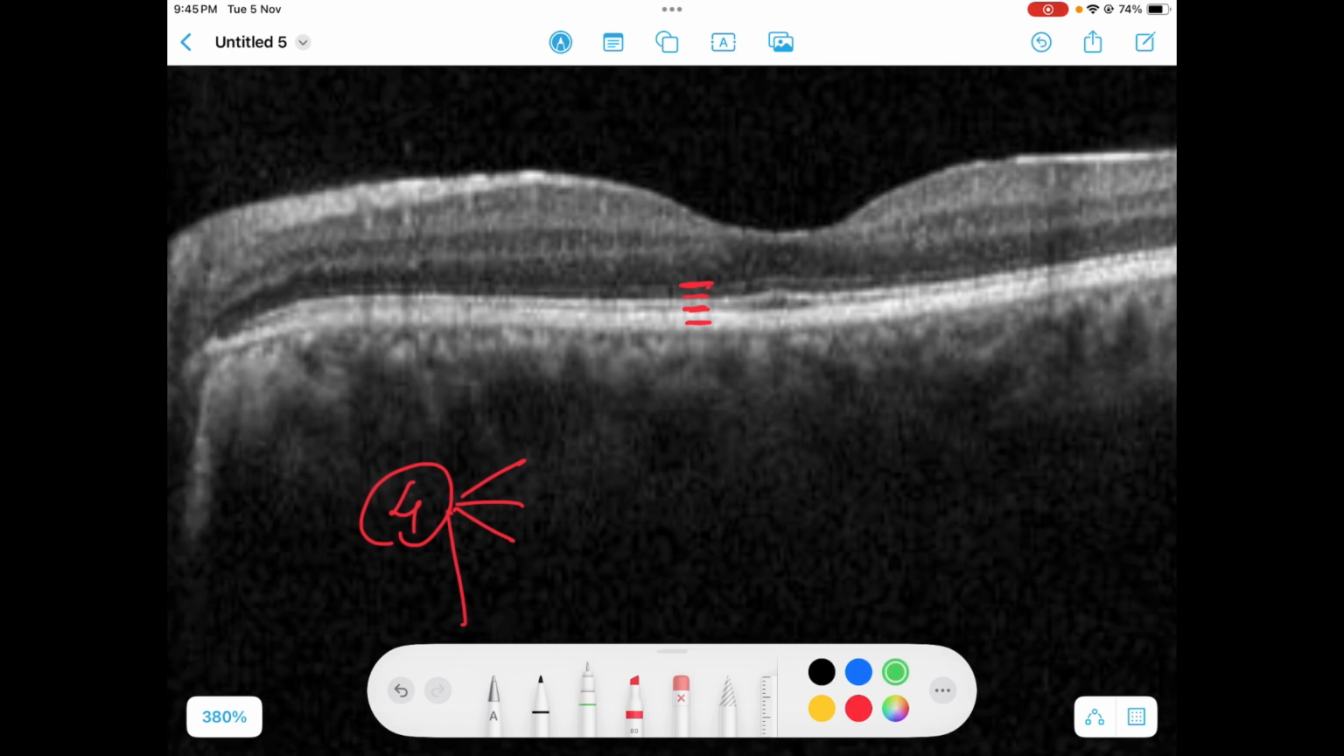The other layers of the retina are the nerve fiber layer, the ganglion cell layer, the inner plexiform layer, the inner nuclear layer, the outer plexiform layer, the outer nuclear layer, and then this is again the hyperreflective layer, which is the external limiting membrane.